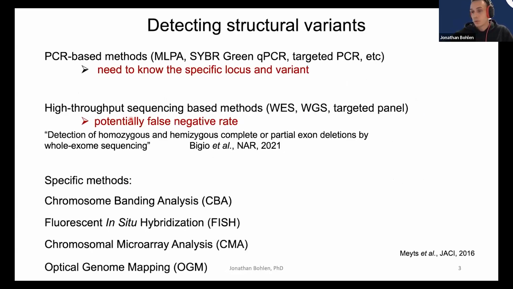And so here I want to talk a little bit about how you can find them. In the case that you know the locus where your variant is present, for example, you're doing family segregation, you can really use simple PCR-based methods. And these work very well, but the big disadvantage is that these are not a discovery tool, so you need to know what you're actually dealing with.